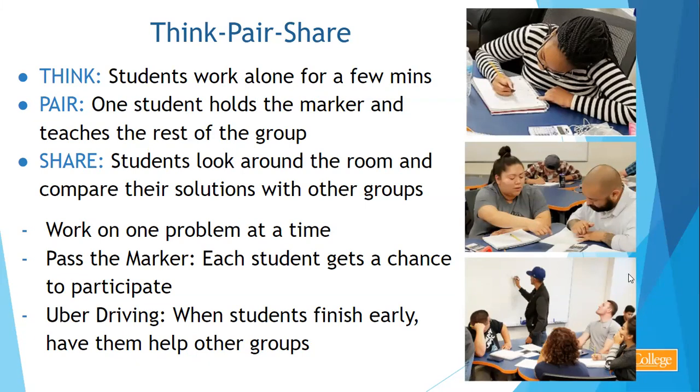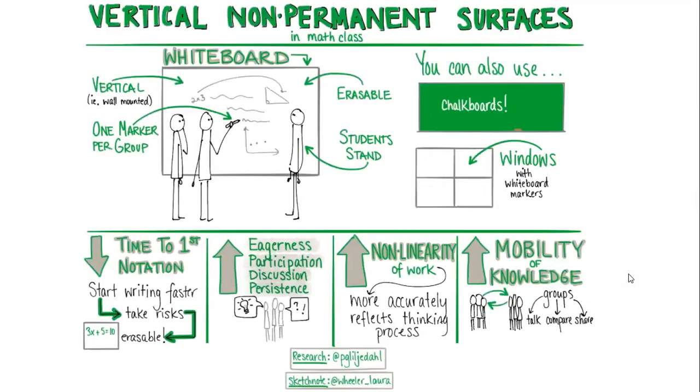This is all aligned with research done by Peter Liljedahl. This is an infographic made for a math class on vertical non-permanent surfaces. So it's very similar. They have a group of 3 here on a vertical whiteboard with 1 marker per group. Very important that it's erasable, so that students are not afraid to make mistakes, knowing it can be easily swiped away. Whereas on paper, as you know, if you don't have a good eraser, they don't want to write anything down that they're going to need to end up erasing.